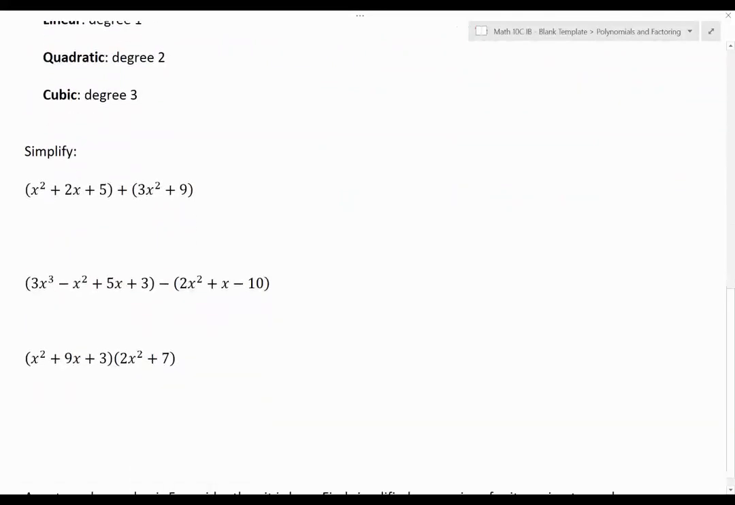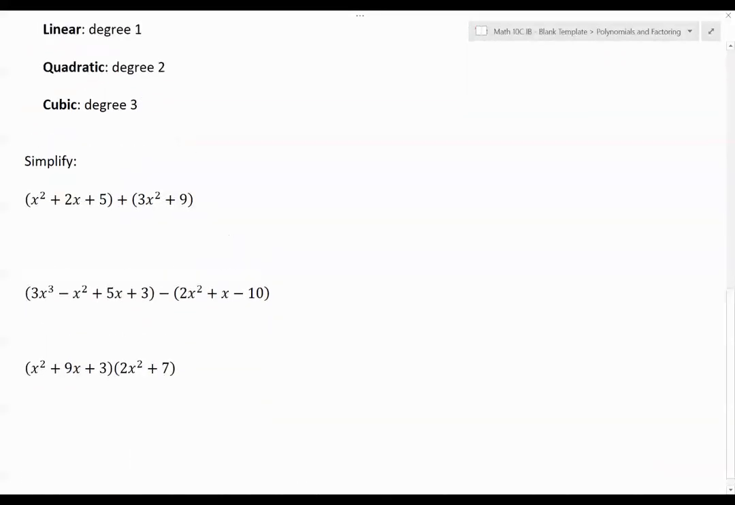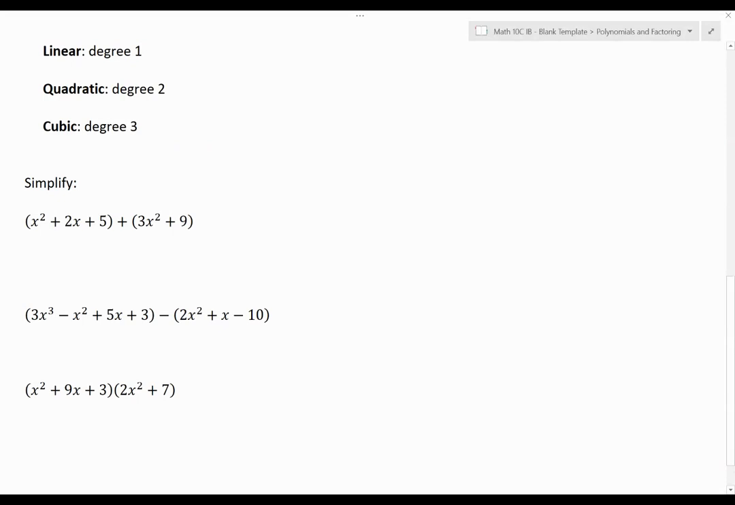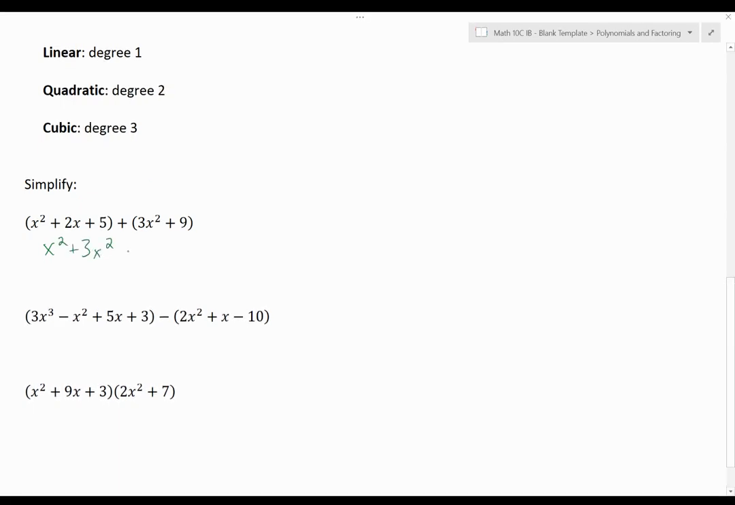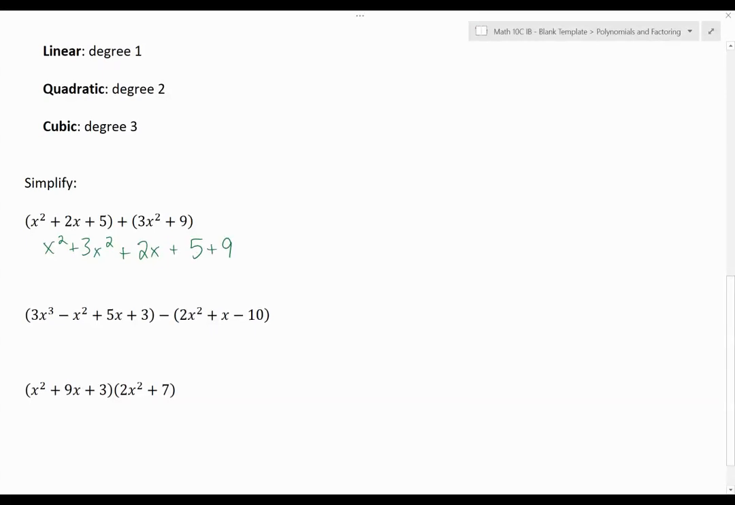All right, when simplifying polynomials, for addition and subtraction, I combine like terms. In this case, because all I have here is addition, I can ignore the brackets because addition is associative, and I can change the order because addition is also commutative. So I'm going to treat this as x squared plus 3x squared plus 2x plus 5 plus 9. Then I can obviously add the 5 and the 9 together.